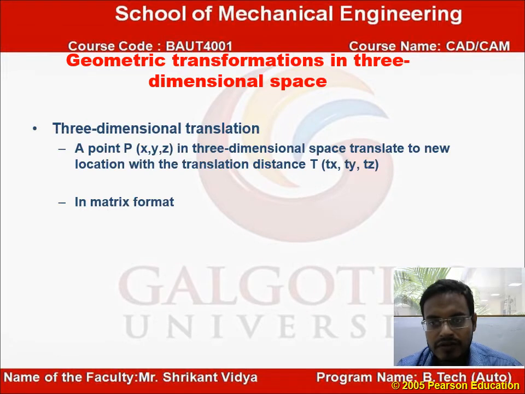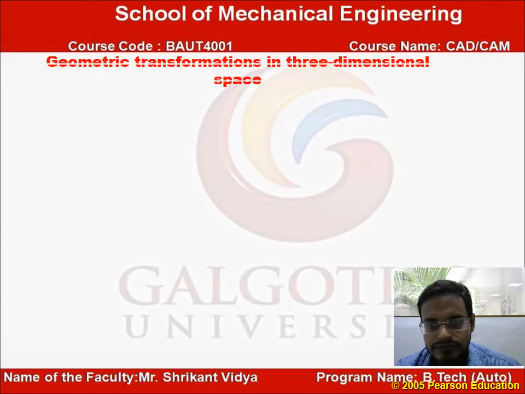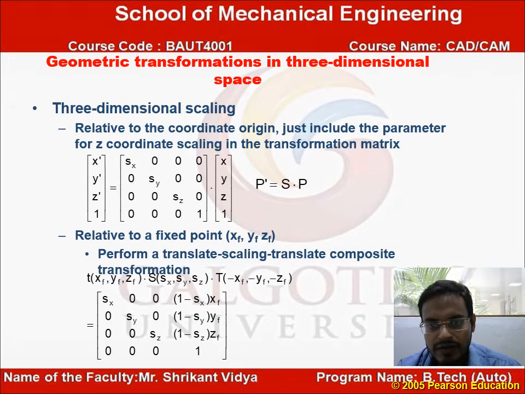So geometric transformation in 3D space can be 3D translation, 3D scaling, or 3D rotation. In 3D space, the geometric transformation can be given by this 4 by 4 element matrix. In the translation, we get the translation factors tx, ty, tz. If you go for scaling, there are sx, sy, sz, the scaling factors, and in the fourth position we are putting the identity value 1.